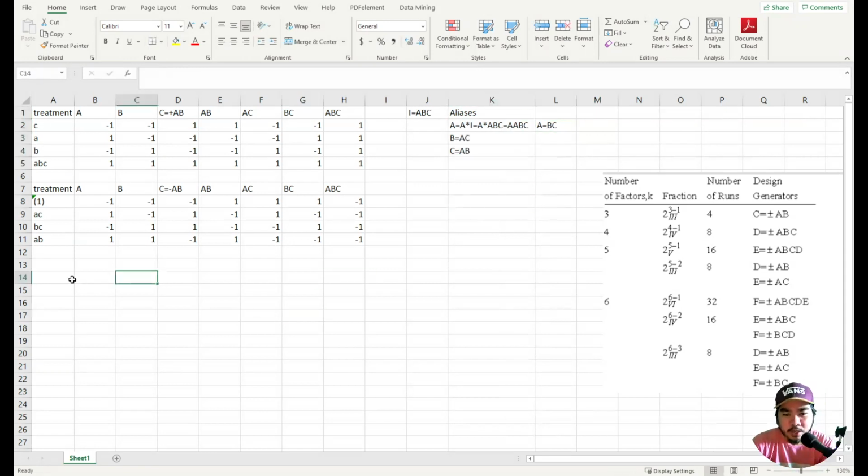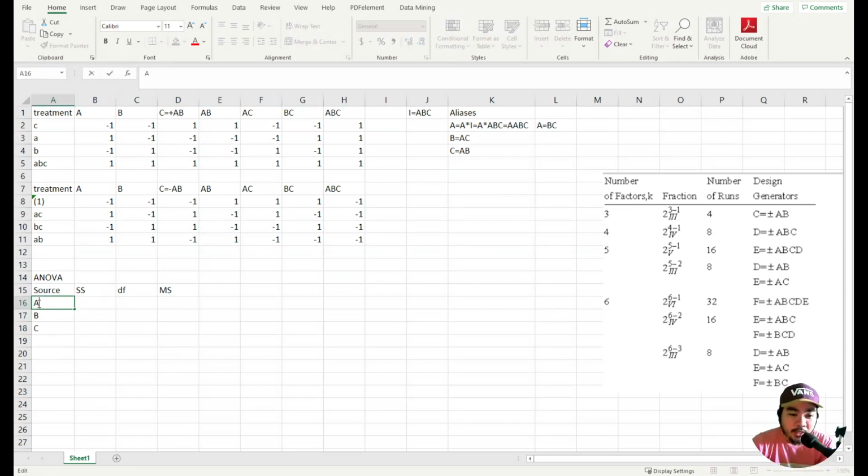So once we have the ANOVA table, for example, what we have is source, SS, DF, MS, etc. When we make this ANOVA table, usually the usual way is A, B, C, then AB, AC, and so on. Okay? So in fractional factorial design, what we do is something like A plus BC.